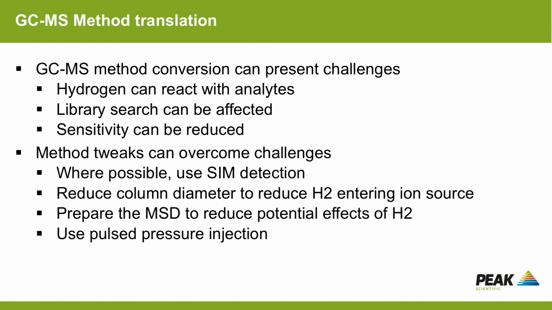So there are things to consider, such as hydrogen potentially reacting with analytes, which I mentioned before, can be overcome by using pulsed pressure injection. There are also some instances where library search functions can be affected because of reaction between hydrogen and sample, causing changes to fragmentation patterns. And also sensitivity can be reduced when we look at hydrogen in comparison to helium.